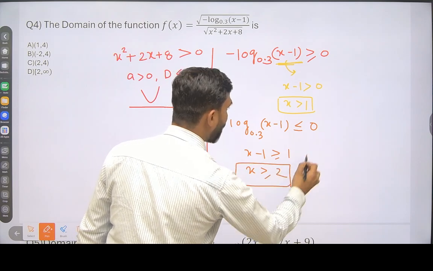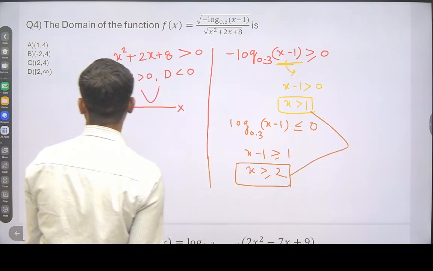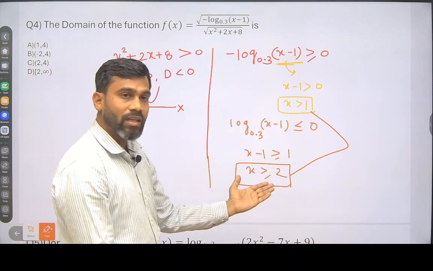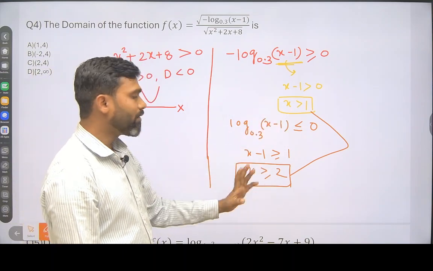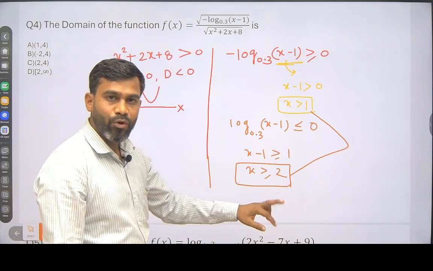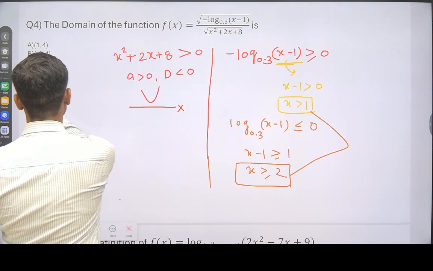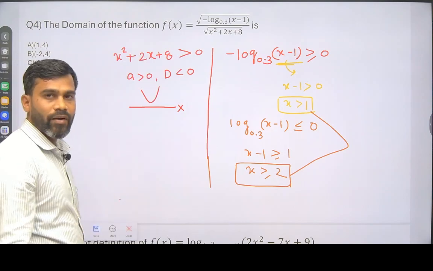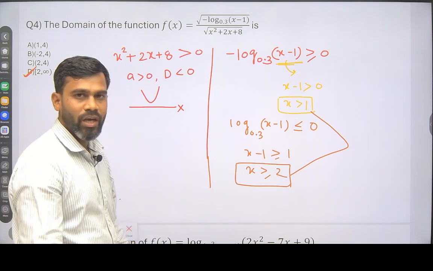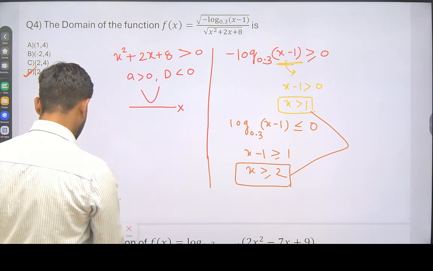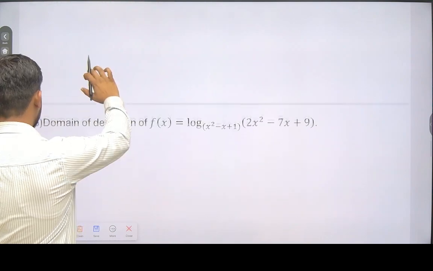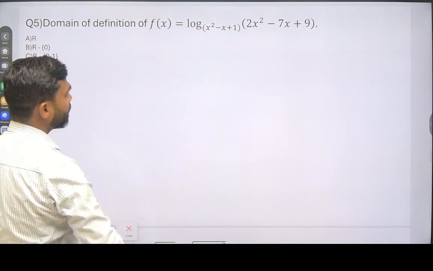So if you take the common part, what will we get? x is greater than 1 and x is greater than or equal to 2. Of course, the common part will be greater than or equal to 2. So the final answer will be from 2 to infinity, infinity open. So D will be the final answer. I hope you understood. Very easy. Let us move to the next question. Okay. See, this is question number 5.